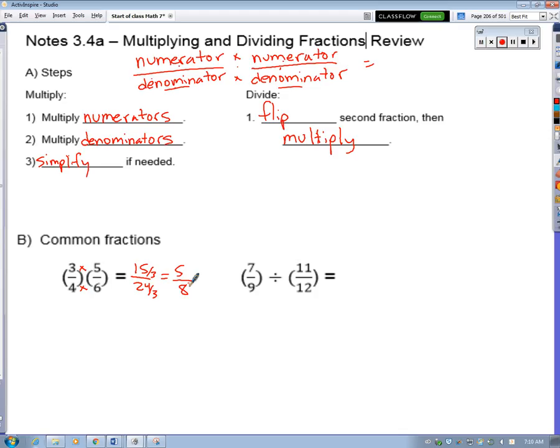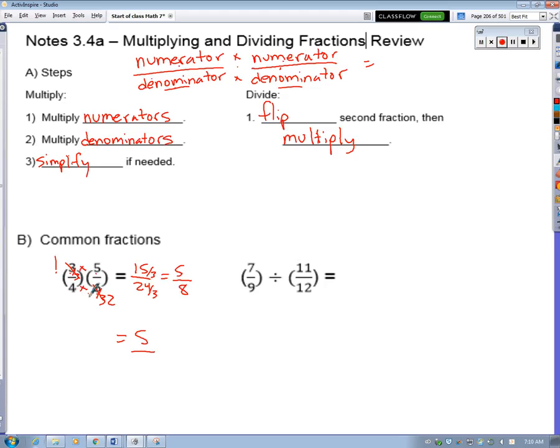Okay, now, I like to simplify as early as possible. So I'm going to do the same thing here, same problem, but I'm going to simplify at the beginning. Okay, I've got a 3 on top and a 6 on the bottom. We can treat that like its own fraction that can be simplified, okay? So 3 and 6 are both divisible by 3. So if I divide 3 by 3 and 6 by 3, now I've got 1 on top and 2 on the bottom. Okay, so in this case, 1 times 5 equals 5.